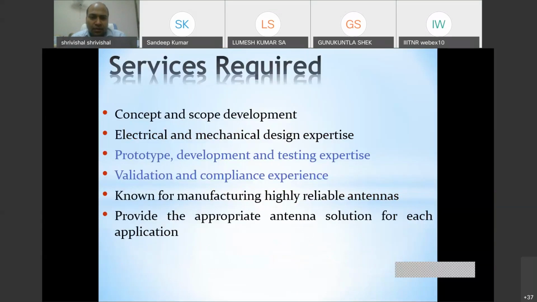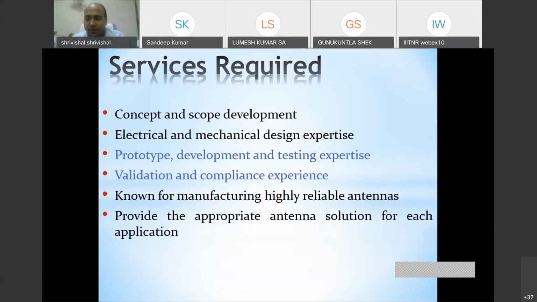The services required to fulfill such kinds of applications: there will be concept and scope development, and electrical and mechanical design expertise for the application within the allocated space. You can fit the antenna design systems there, as well as the prototype you are proposing, and that needs to function perfectly within that allocated space, along with validation and compliance. What you're designing needs to work under all conditions.